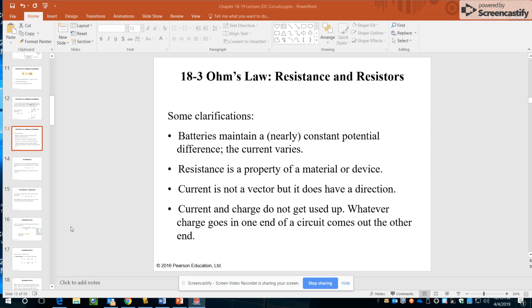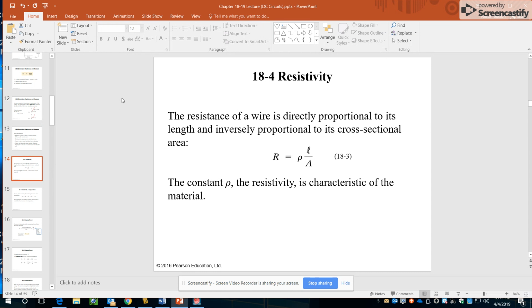13, Ohm's law, resistance and resistors, clarifications. So here's what I was mentioning, resistivity. The resistance of a wire or component in a circuit is directly proportional to its length. It's also inversely proportional to cross-sectional area, and it's directly proportional to the resistivity of the material.